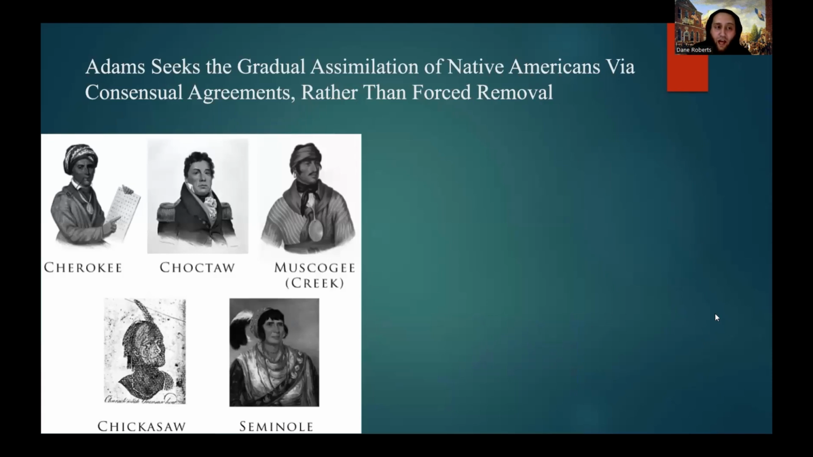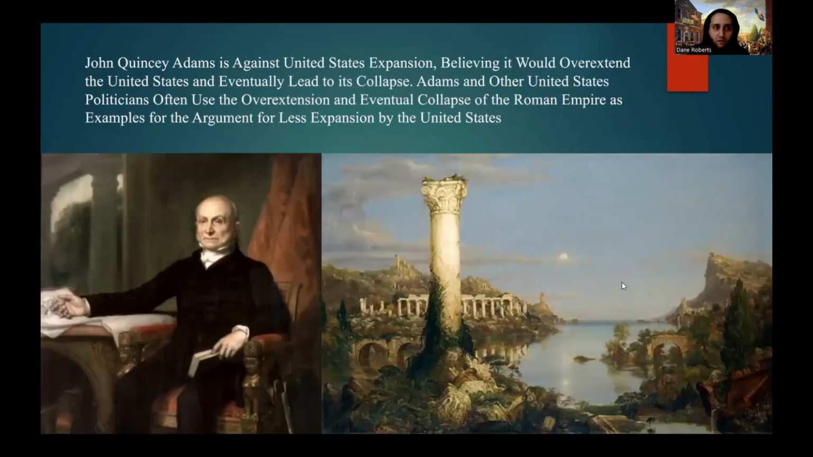During his presidency, Adams would seek gradual assimilation of Native Americans via consensual agreements rather than forced removal. John Quincy Adams was also against United States expansion, believing it would overextend the United States and eventually lead to its collapse. Adams and other United States politicians would often use the overextension and eventual collapse of the Roman Empire as examples for the argument for less expansion by the United States.